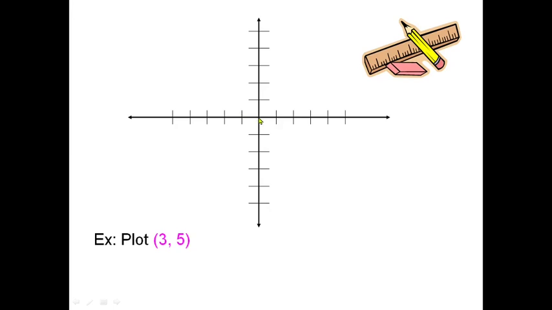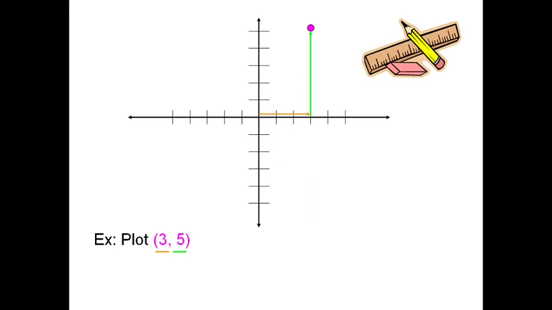If your y coordinate is positive, you will move in the upward direction. If the y coordinate is negative, you will move in the downward direction. So in this example, 3 is a positive number. So we will move 3 units to the right-hand side on the x-axis, like this. And the y coordinate is also positive, so I'll move 5 units in the upward direction. So this is the position of my point.